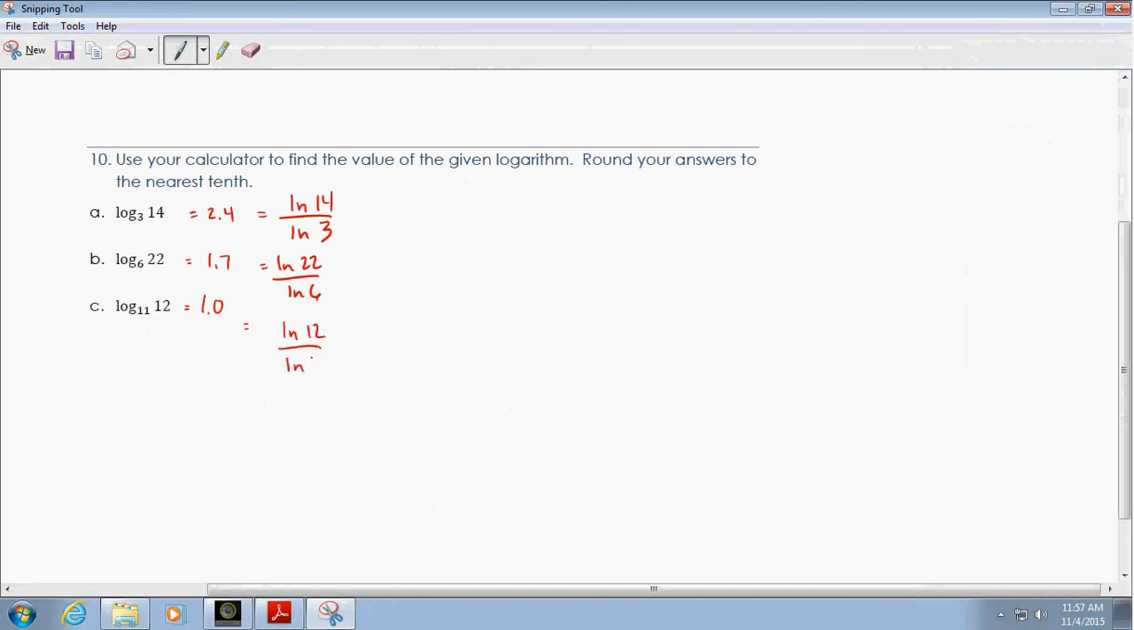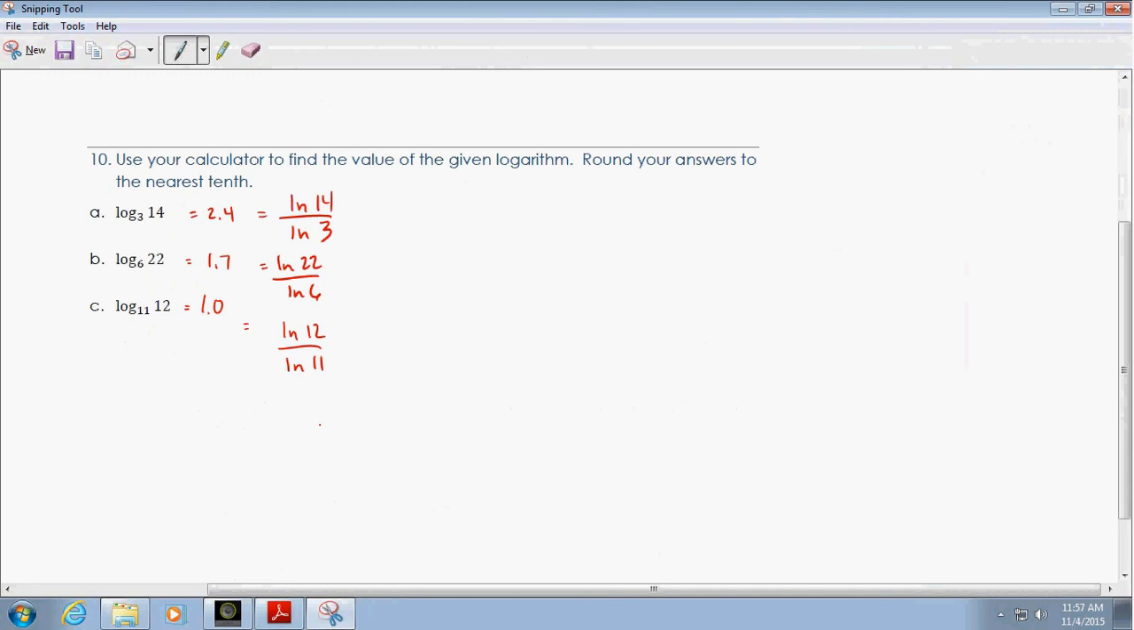It's just natural log of 12 over natural log of 11. As long as that's right, as long as the answer is right, then no.